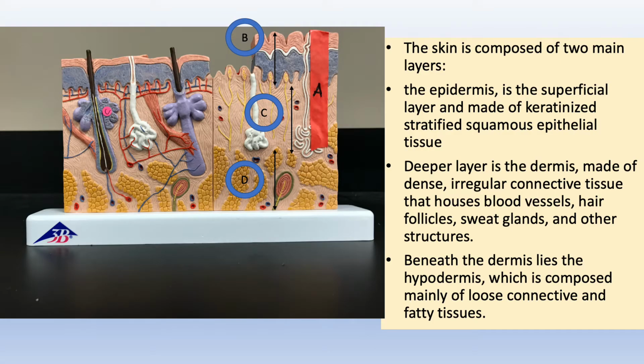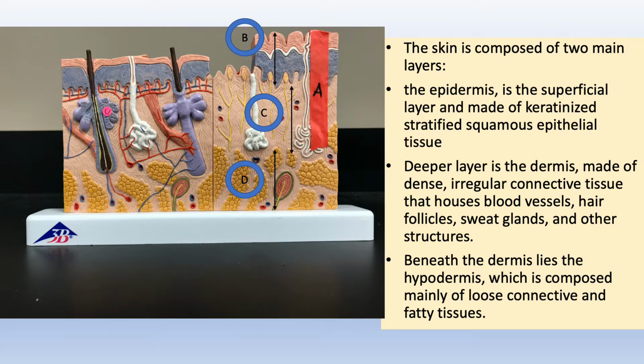The skin is composed of two main layers, epidermis and dermis. Epidermis is labeled with the B in the picture and dermis is labeled with the C. And A shows B plus C, that means epidermis plus dermis, which are the two layers of the skin from superficial to deeper. So A shows the skin itself.